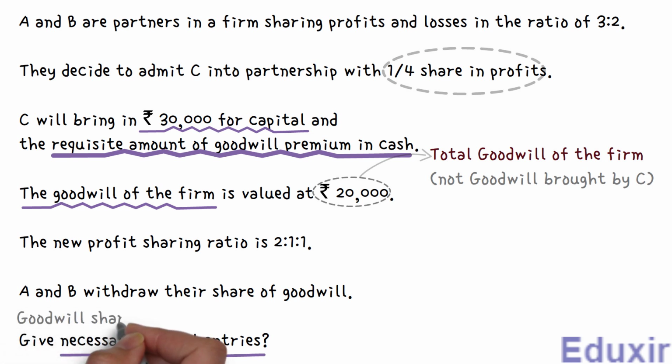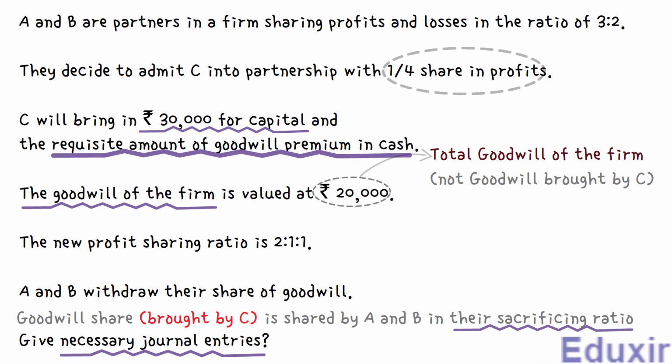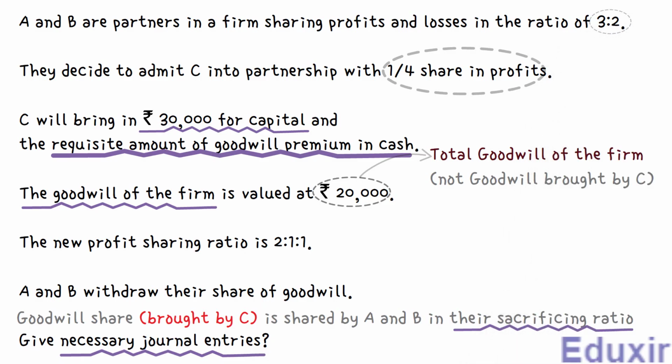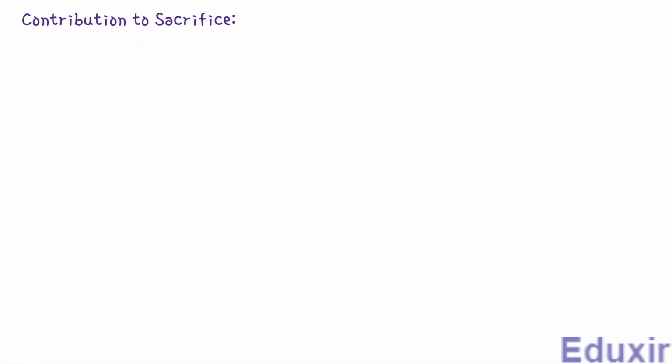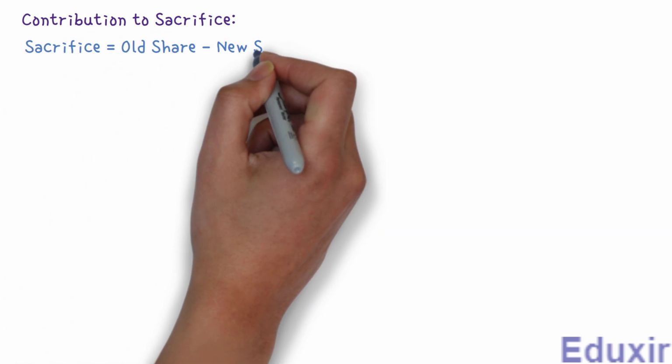Now, the goodwill share brought by C is shared by A and B in their sacrificing ratio. I repeat, the goodwill premium is shared by the old partners in their sacrificing ratio. If we don't know the sacrificing ratio, they share the goodwill in their old profit sharing ratio. But here we can find the sacrificing ratio. So we should consider that they share the goodwill premium in their sacrificing ratio. But to find the sacrificing ratio, we should know what is their contribution to sacrifice. To find this, we use the formula sacrifice is equal to old share value minus new share value.